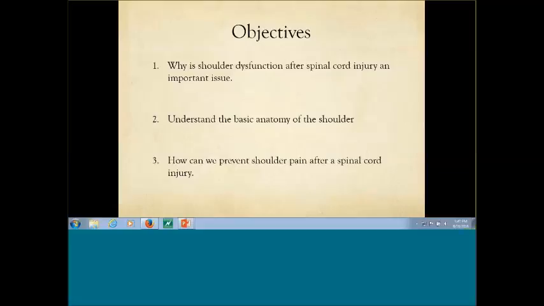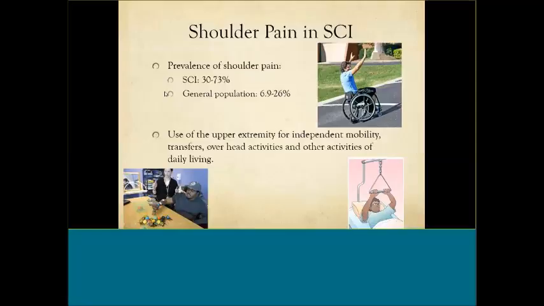All right, so shoulder pain after spinal cord injury. I want to look at these numbers a little bit. In the general population, shoulder pain at any point in time is about 6.9 to 26%. In the spinal cord injury population, you're looking at 30% to 73% at any given time. So why is that? Well, because with spinal cord injury, you use your arms for everything. So that becomes your independent mobility. That becomes your transfers. It becomes all your overhead activities and all your activities of daily living.